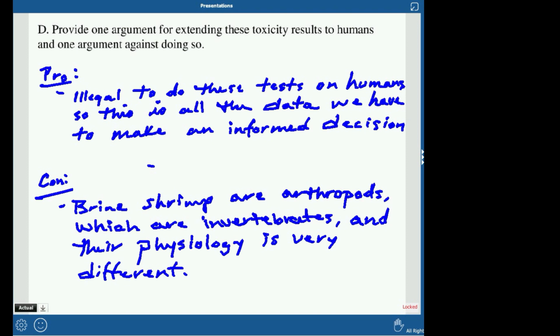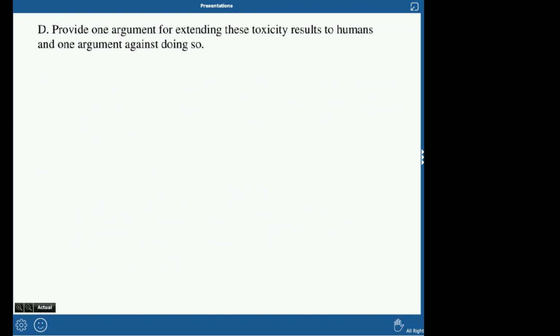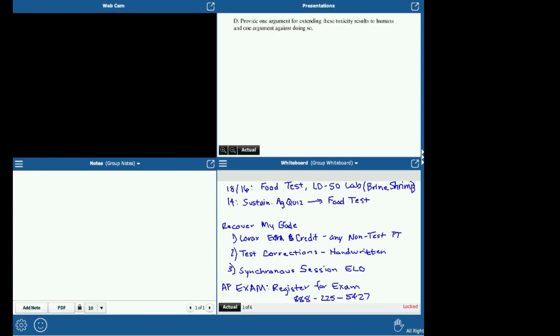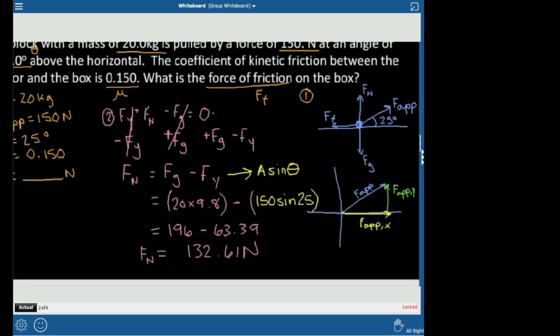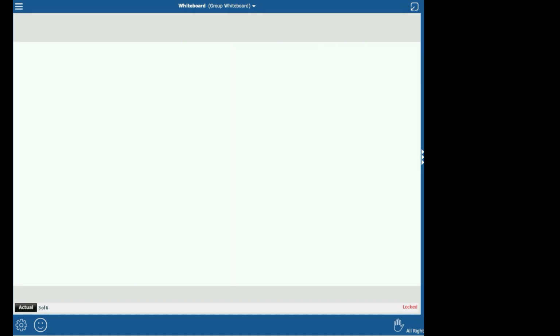So this is one argument for it, one argument against. That's the last thing I had for you guys today, but now that I'm thinking about it, we've been working on these FRQs, and I want to talk to you guys about some differences between, let's say, if they ask you for something that is economic.